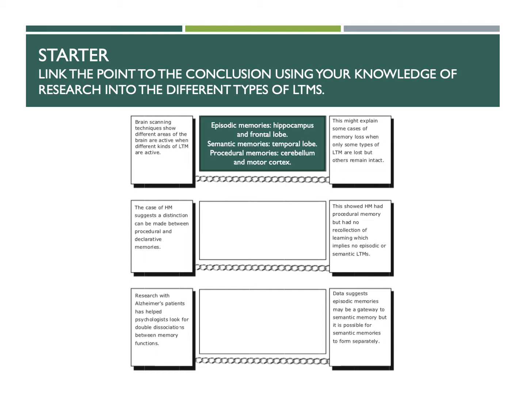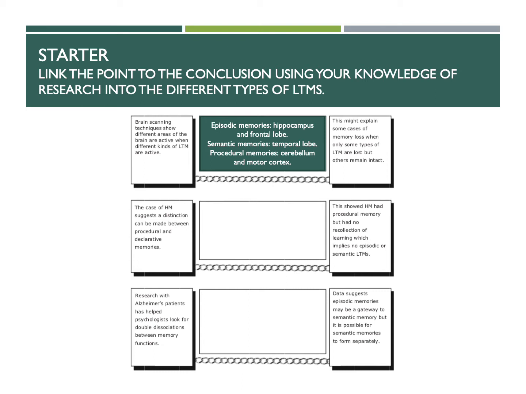So we looked at the three different types of long-term memory. Episodic memories use the hippocampus and the frontal lobe. Semantic memories, there's activity in the temporal lobe when we're accessing those. And for procedural memories, it's all to do with the cerebellum and the motor cortex. So well done if you remembered those brain regions.